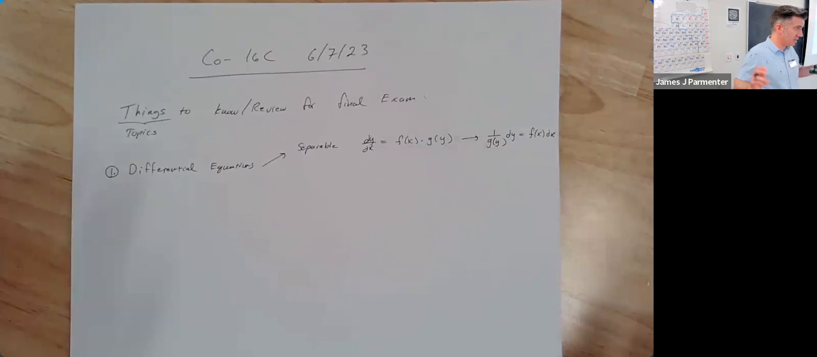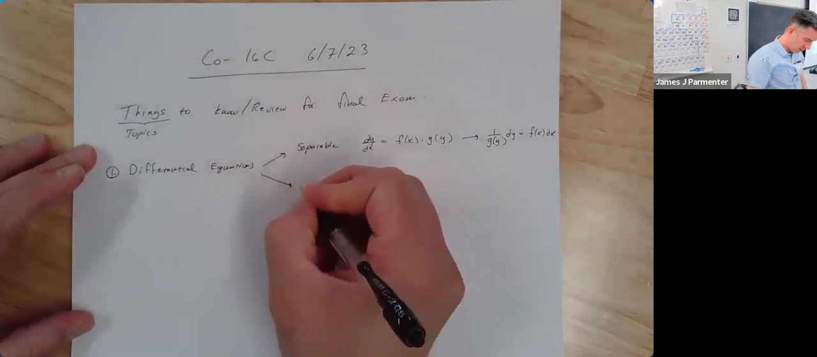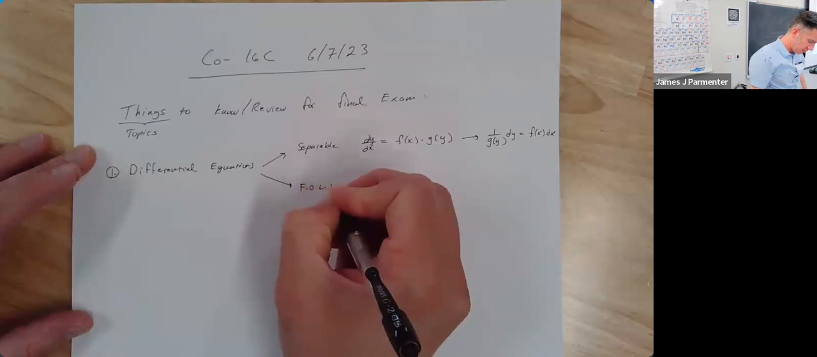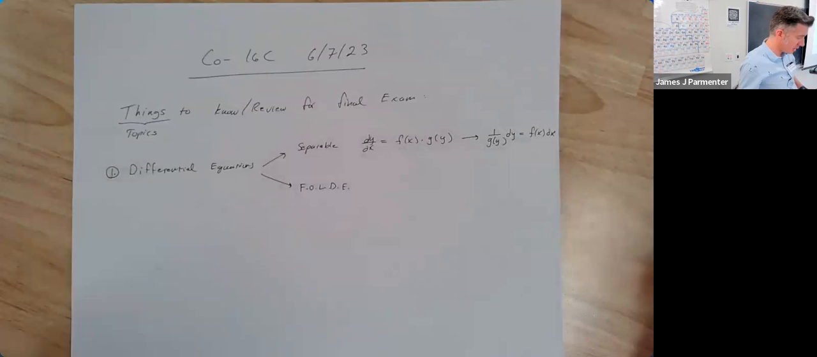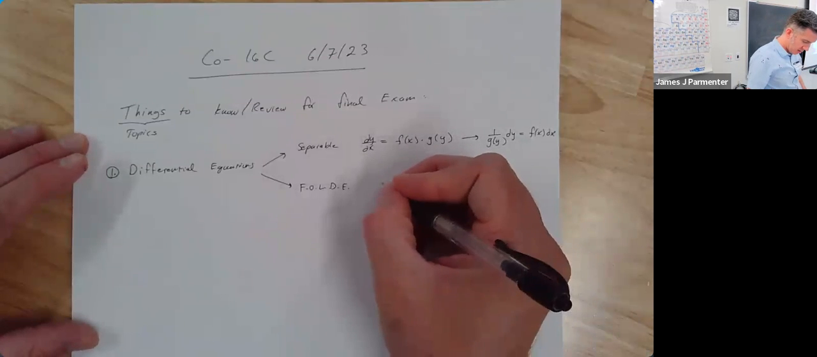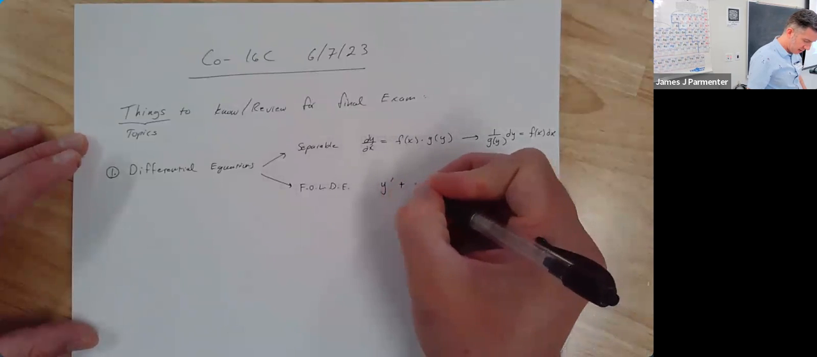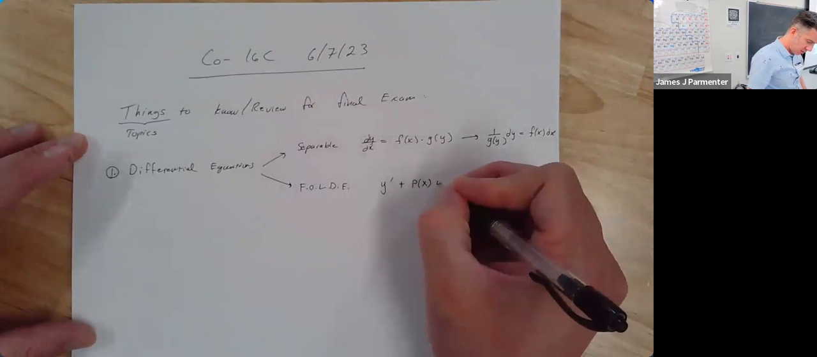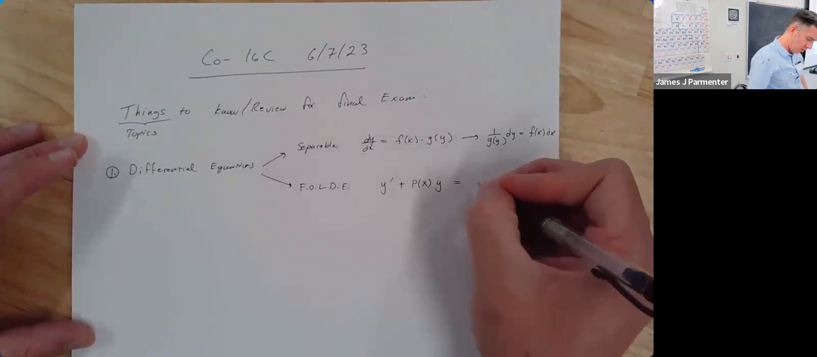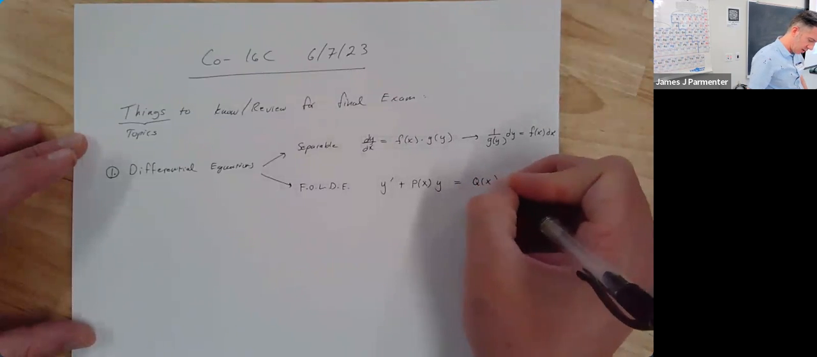But the idea is to get dy dx equal to things with x's, things with y's, and then bring all the y's to the left, all the x's to the right. Or it's going to be first order linear differential equation. And that's where at some stage, you have to be able to write the equation as y prime plus some function of either x or t usually times y equal to some other function of x or t.